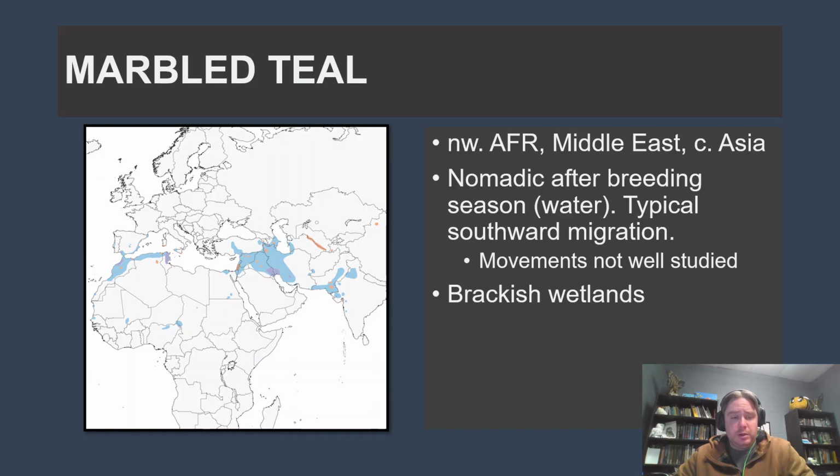and in parts of Asia up to and including Central Asia, way out here in China. You've got a potential breeding population. So they have an interesting and scattered breeding and overwintering range. They are nomadic after the breeding season, following water, and they're thought to have a southward migration in general, but their movements are not very well studied. And their preferred habitat, for the most part, are brackish wetlands.